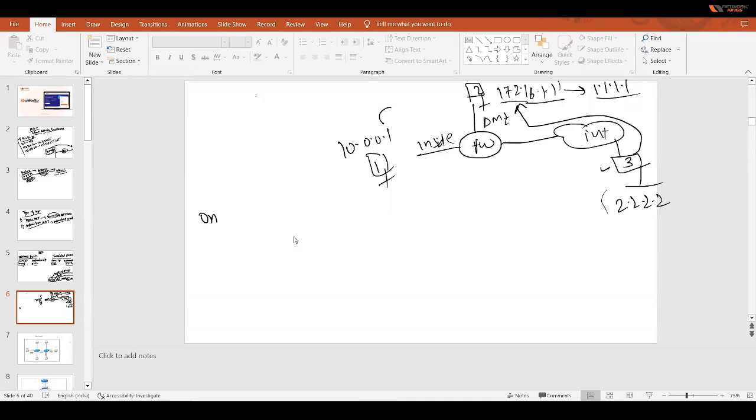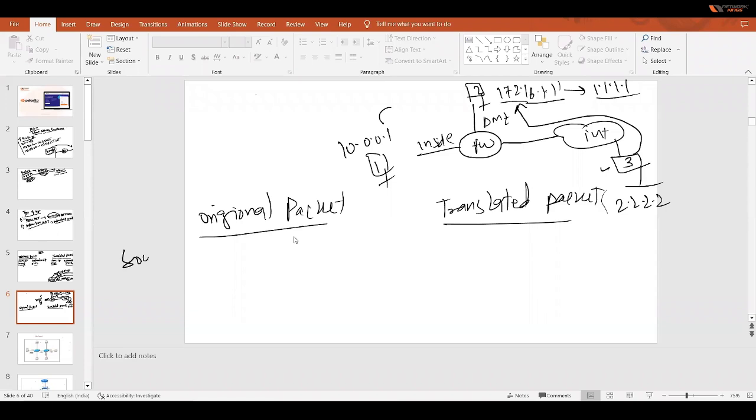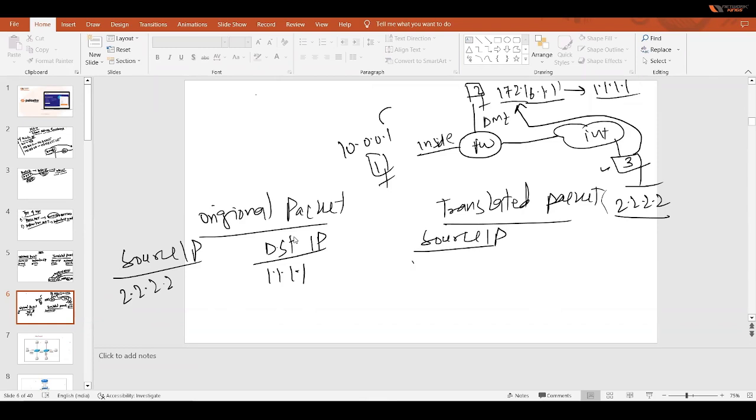Always think about the original packet. So what is the original packet, and the translated packet? In the original packet, what is my source IP? Source IP is here, guys, this one. And what is the destination IP? Now in the translated packet, what is my source IP? Source IP is the same, right? Source IP is not changing. But what is changing here?